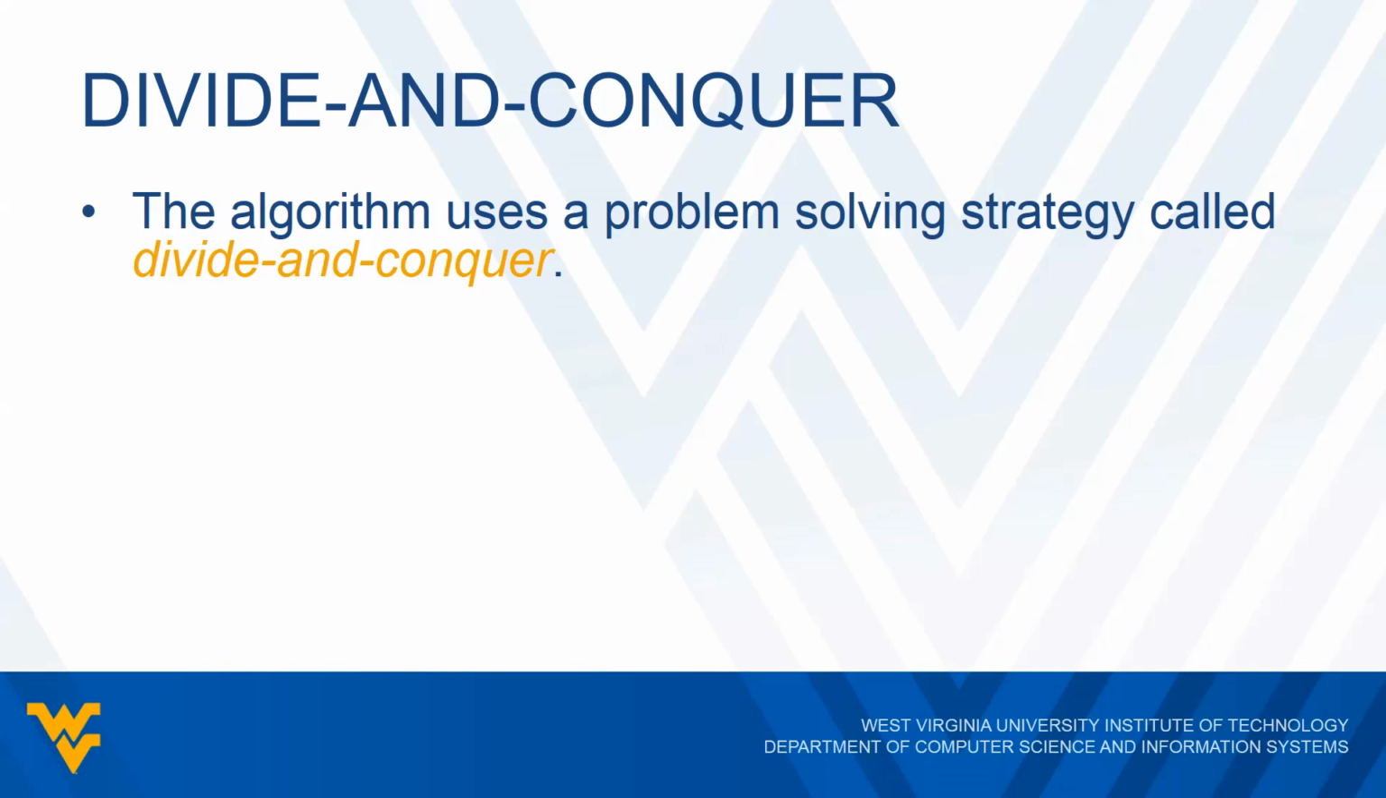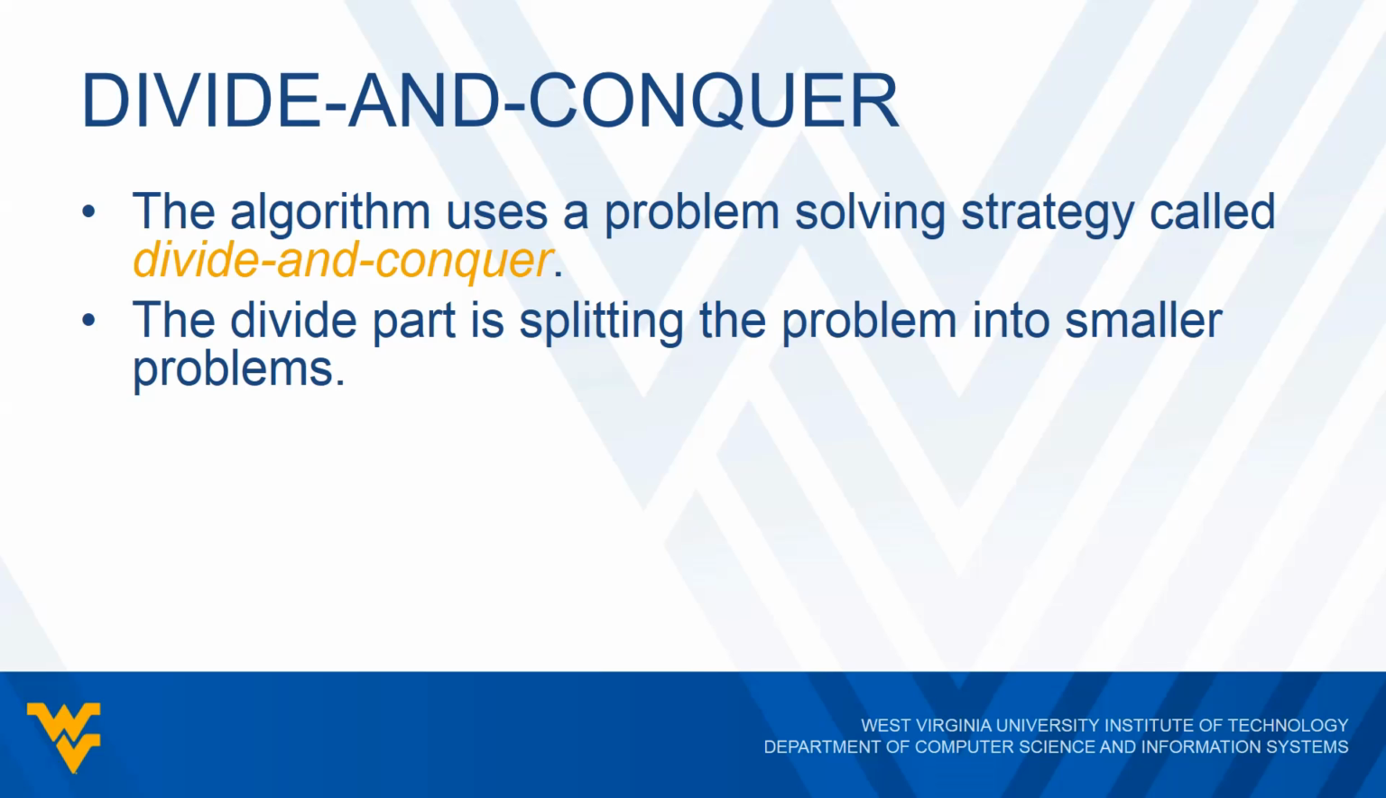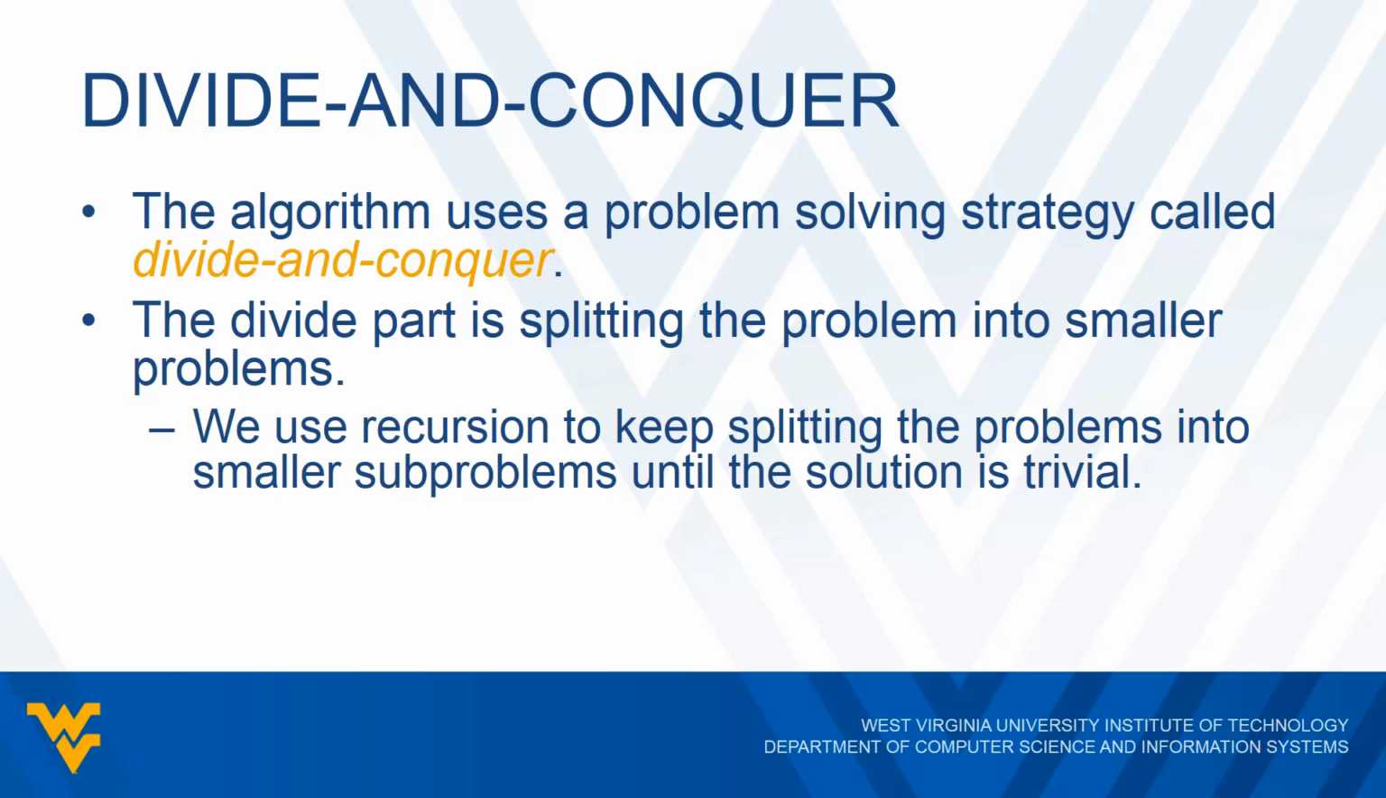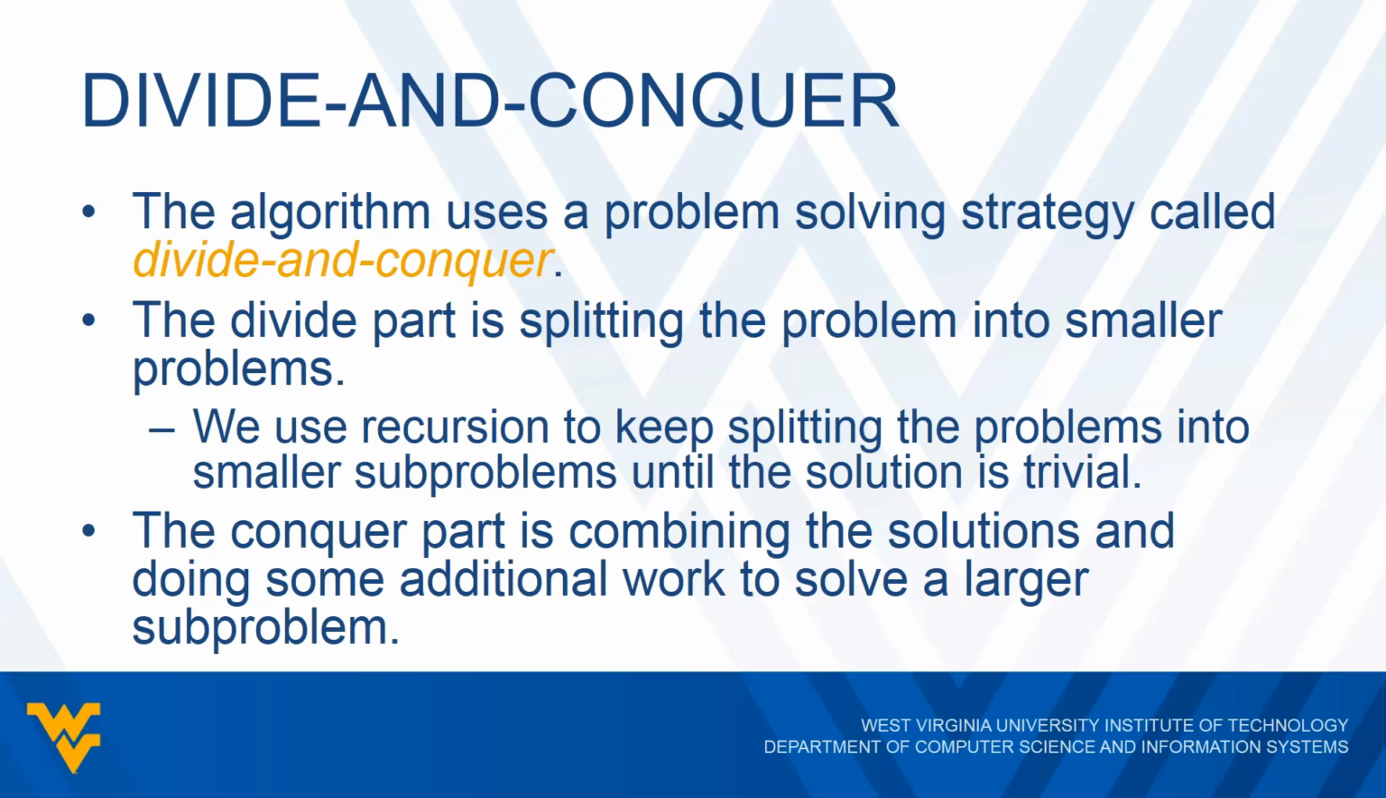This algorithm also uses a problem-solving strategy that we call divide and conquer. So the idea with divide and conquer algorithms is that we split the problem into smaller and smaller subproblems. And in this particular algorithm, we use recursion to do that. So we'll use recursion to keep splitting the problems into smaller subproblems until the solution becomes trivial. So that was the idea behind recursion. So that's the dividing part of the divide and conquer strategy. So what's the conquer part? Well, what we do is we combine the solutions, and there's some additional work that's involved, but we use that to solve a larger subproblem.